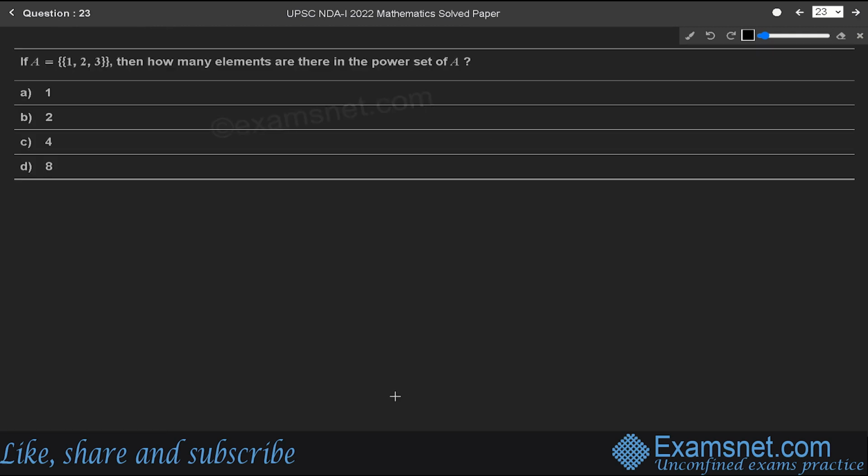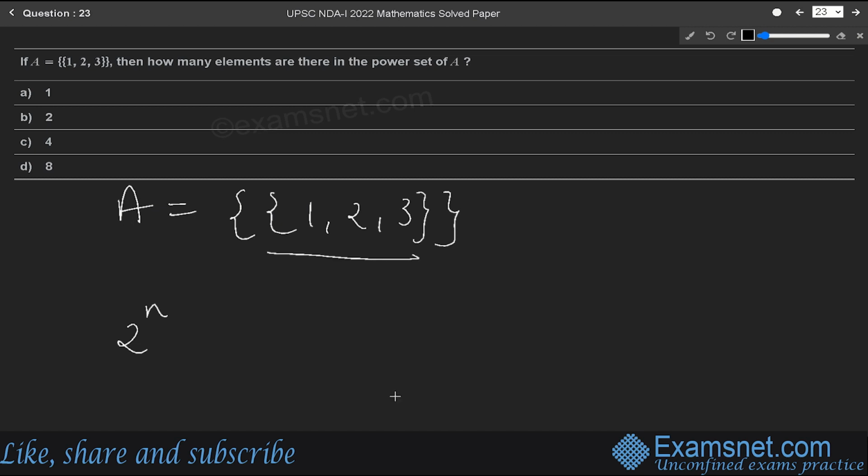Next question is, if A is equal to {1, 2, 3}, then how many elements are there in the power set of A? It is given that A is equal to {1, 2, 3}. And we know that the number of elements in the power set is 2 to the power n. Now tell me how many elements are there in A? In A, there is only one element, which is {1, 2, 3}. See, this is a single element.